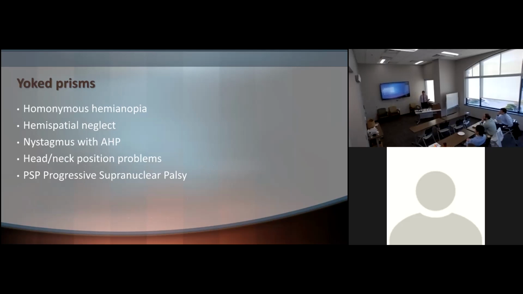Applications of using yoke prisms can be used in hemianopia, hemispatial neglect, and nystagmus with abnormal head posture, as we saw, that you can simulate or even treat the head posture.